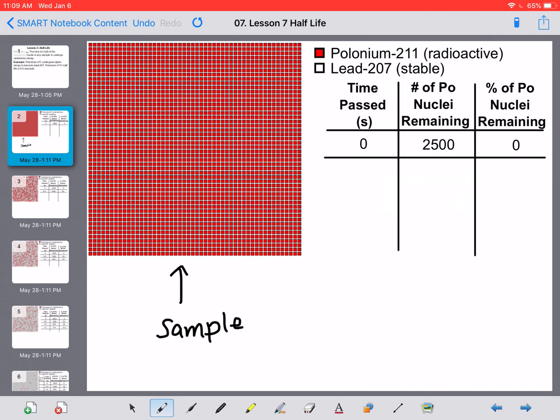And inside of that sample, each red box represents a polonium nucleus, and any white boxes represent lead nuclei. So here, currently, this is all in the form of polonium, so there's no lead yet. So at the beginning, which we're calling time 0, there's actually 2,500 polonium nuclei in there. And so there's 100% of the polonium nuclei remaining here.